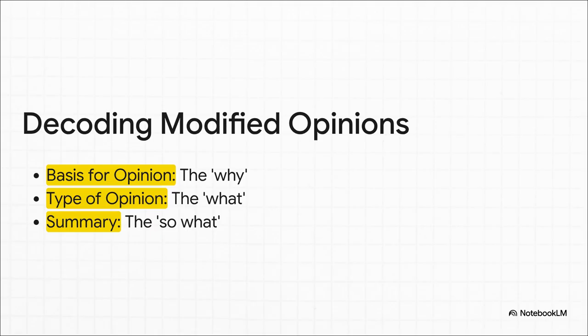Then, you need to identify the specific type of modification. That's the what. This could be a qualified opinion, which means there's a problem, but it's isolated to one area. Or it could be way more serious, like an adverse opinion or a disclaimer of opinion. And finally, look for a summary that explains the so what, the real impact of the issue.